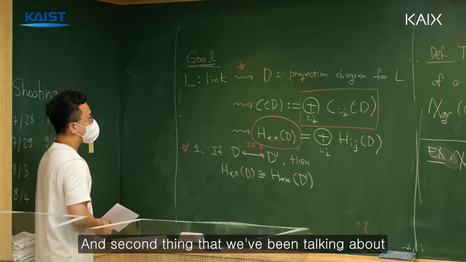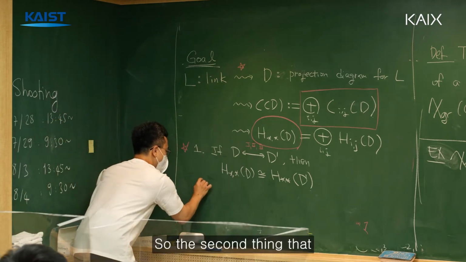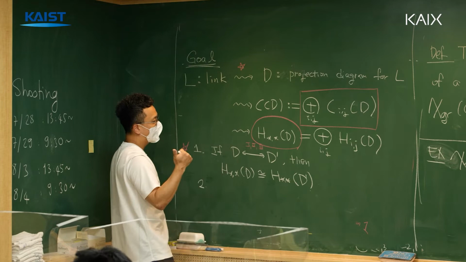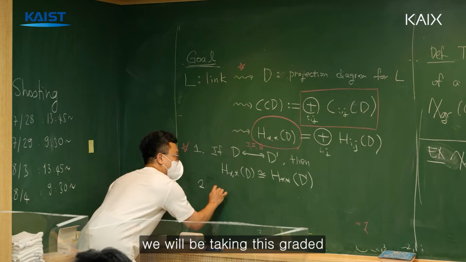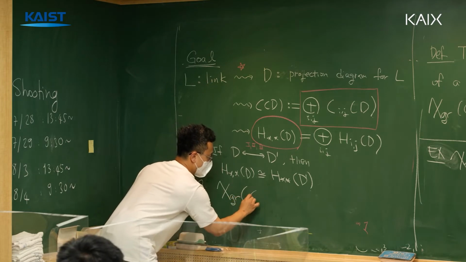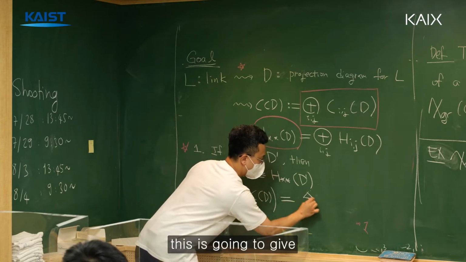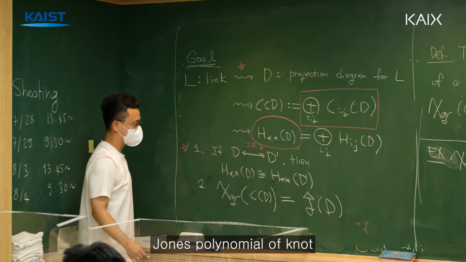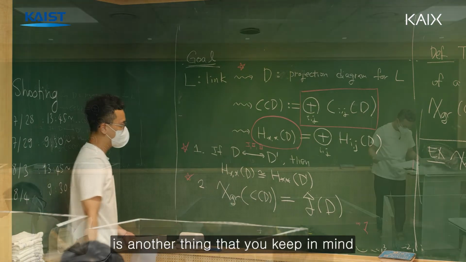And the second thing that we've been talking about is that this actually categorifies the Jones polynomial. So the second thing that we want is, from this knot invariant over here, is it possible to recover the Jones polynomial that we've been talking about? And in order to get that, we'll be taking the graded Euler characteristic, and this is going to give us the unnormalized Jones polynomial of your knot. Okay. So this is another thing that you should keep in mind.